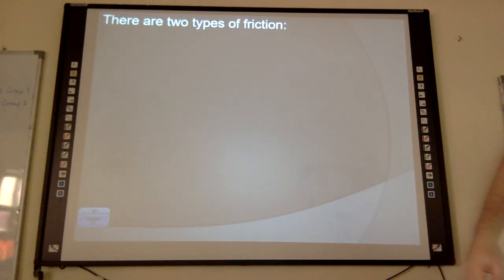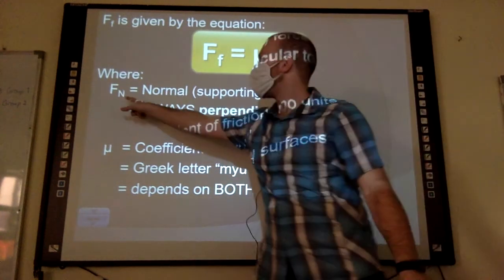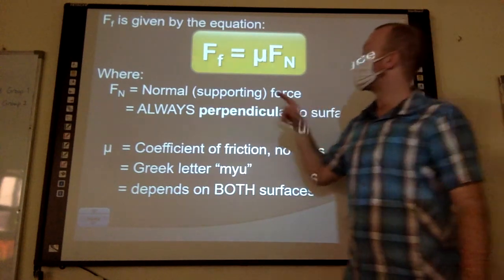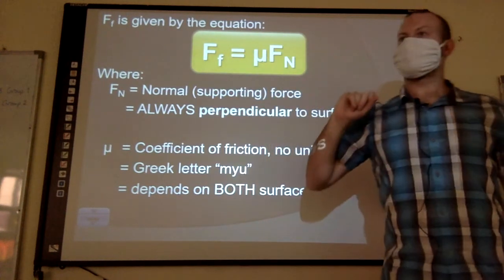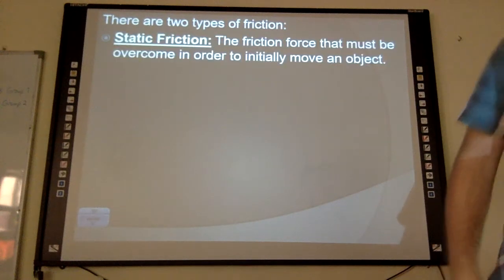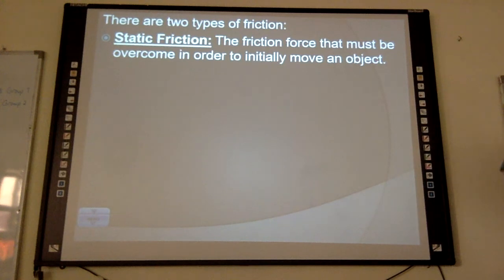What's what? N? Force of friction. So there's 2 types of friction. We've got our static friction and we've got our kinetic friction.